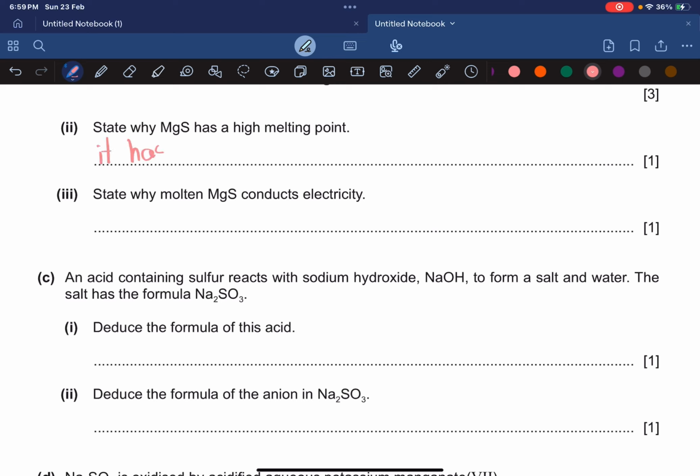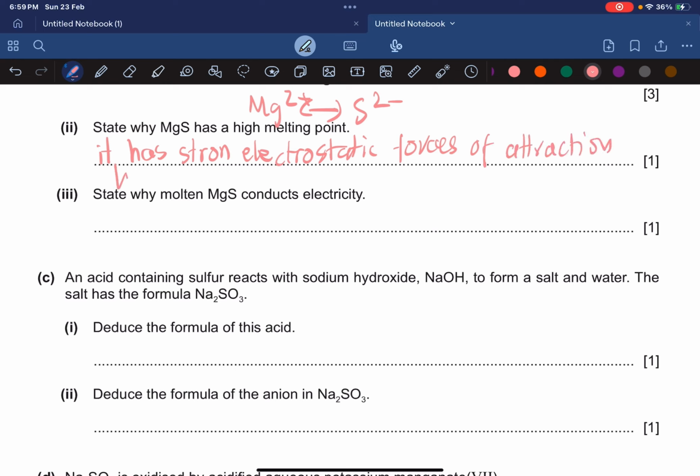State why MgS has a high melting point. You should know it's an ionic compound. Mg is 2 plus, sulfur is 2 minus. This is a positive ion, this is a negative ion, attracted towards each other by strong forces. So it has strong electrostatic forces of attraction holding the oppositely charged ions.